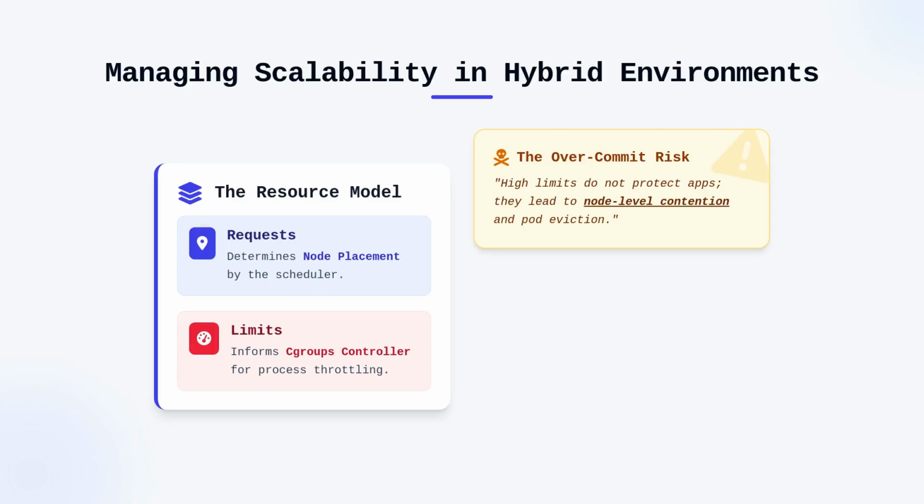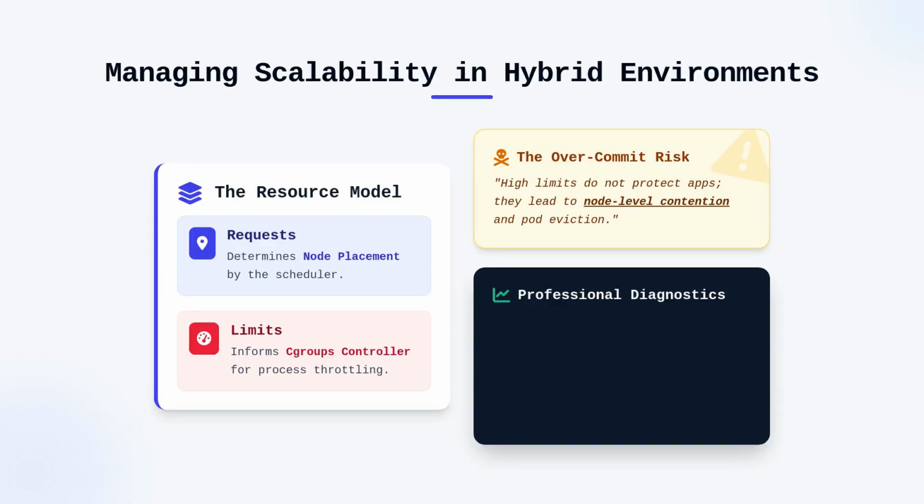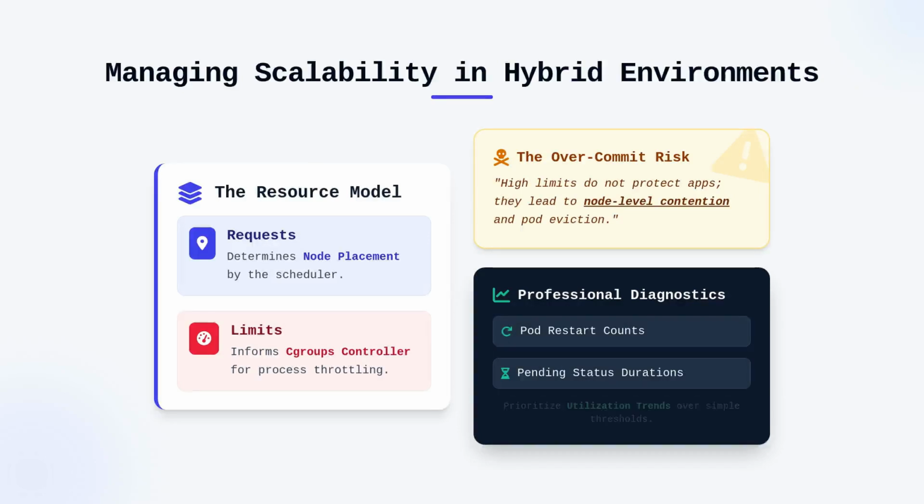To avoid these scenarios in a professional data center, we rely on diagnostic telemetry that tracks cluster-wide utilization trends rather than simple threshold alerts. You should be looking at metrics such as pod restart counts and pending status durations as primary indicators of underlying architectural constraints rather than just raw CPU usage percentages.